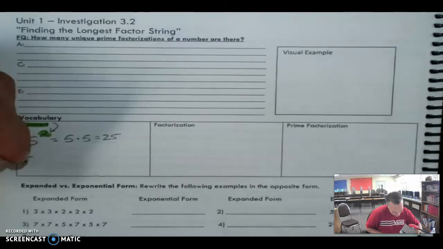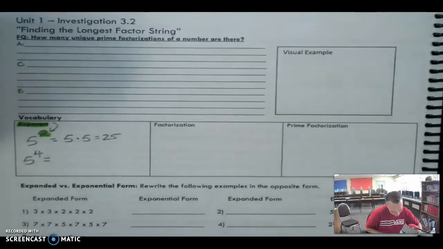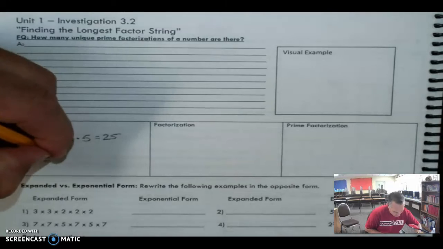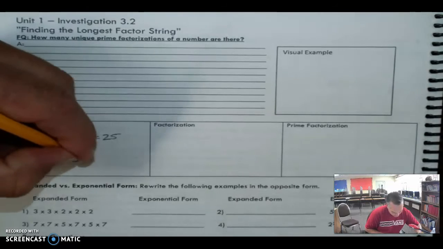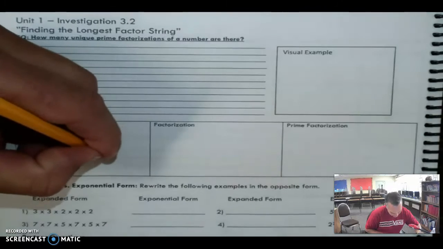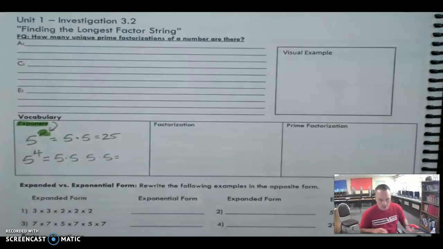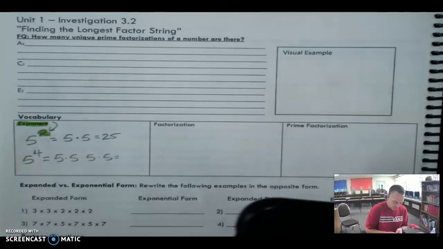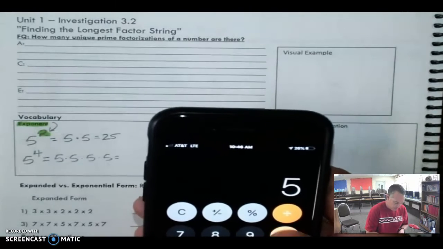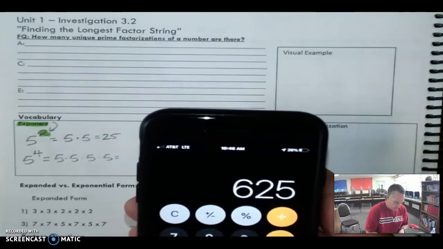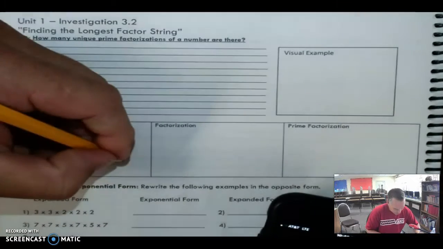Now if I had 5 to the fourth power, that would be 5 times 5 times 5 times 5. And there's no shame in pulling out your phone or your calculator just to make sure you're right. You're like, 5 times 5, I think that's 625, but I'm not really sure, so it's 5 times 5 times 5 times 5. Boom! 625, I was right.